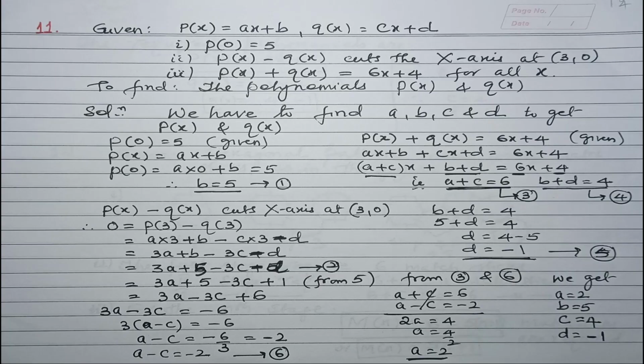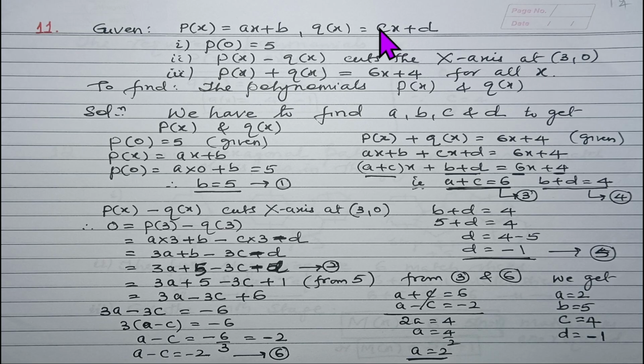Now example number 11. What is given to us is that p of x is equal to ax plus b, q of x is equal to cx plus d, and we have some information given: p of 0 is 5, p of x minus q of x cuts the x-axis at 3, 0, and p of x plus q of x is equal to 6x plus 4 for all x. We have to find the polynomials p of x and q of x.